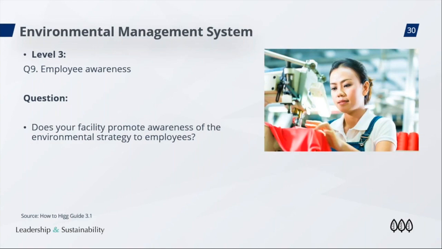And here as well, we need documentation. We need a plan for promoting awareness of the environmental strategy, and it should include the schedule and frequency of communications, as well as the content to be delivered, attendance records, and employee evaluations on the success of the program. And communication may be posters, newsletters, games and competitions, awards, etc. And by the way, all the detailed information that we give you regarding what is needed, you can find in the How to Higg document.